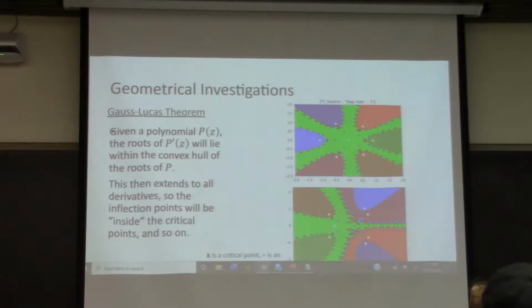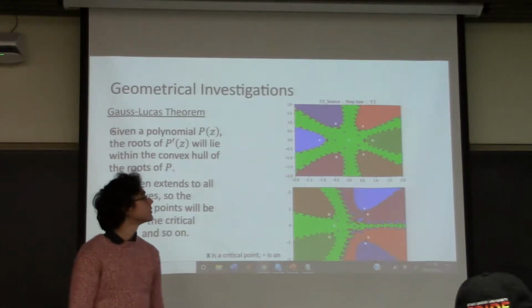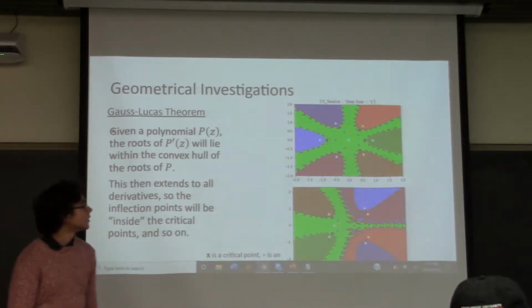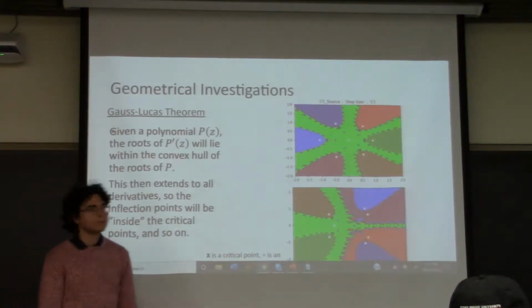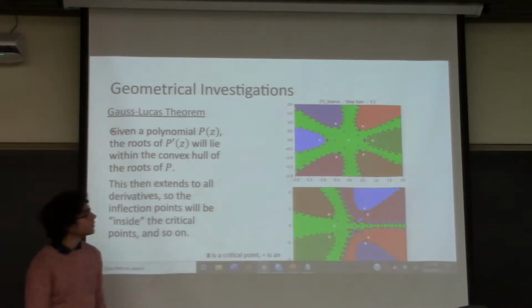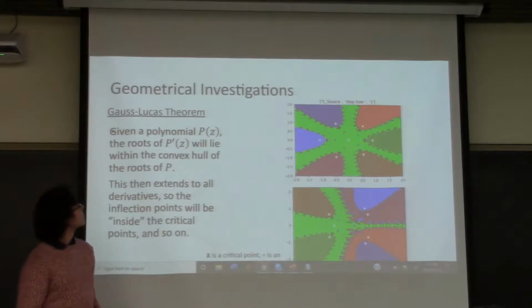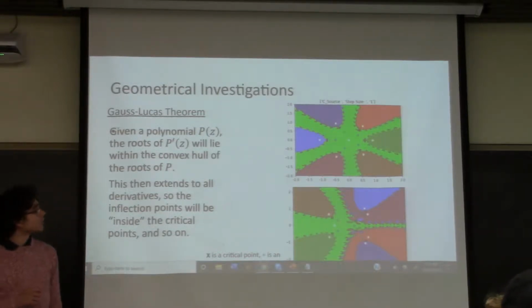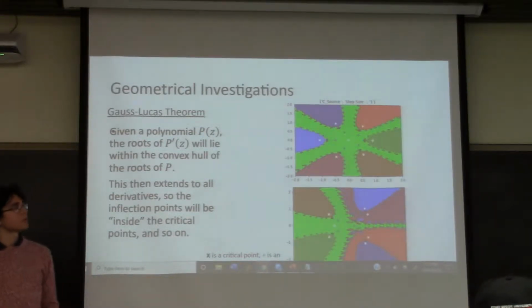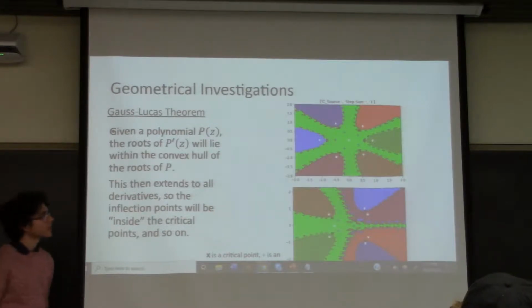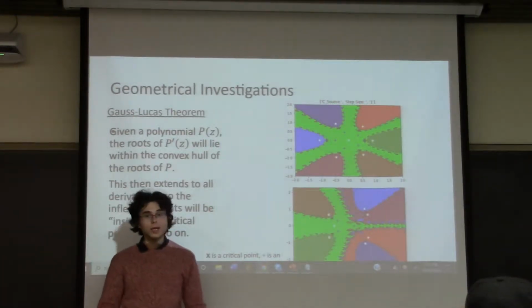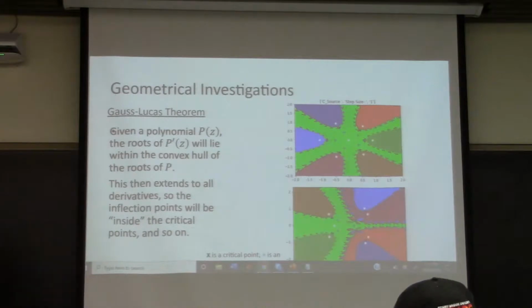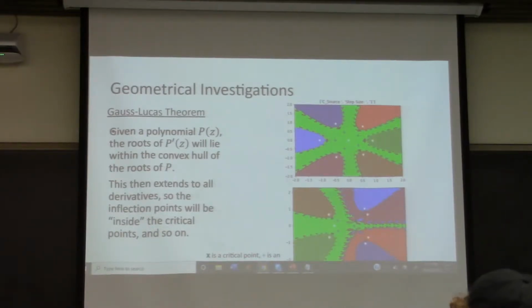So let's look at some of the geometrical aspects of this, because these are pretty pictures. What the hell do they mean? Maybe they're just pretty pictures. So given a polynomial, the critical points are going to be within the convex hull. So what does that mean? Imagine that you have a rubber band.